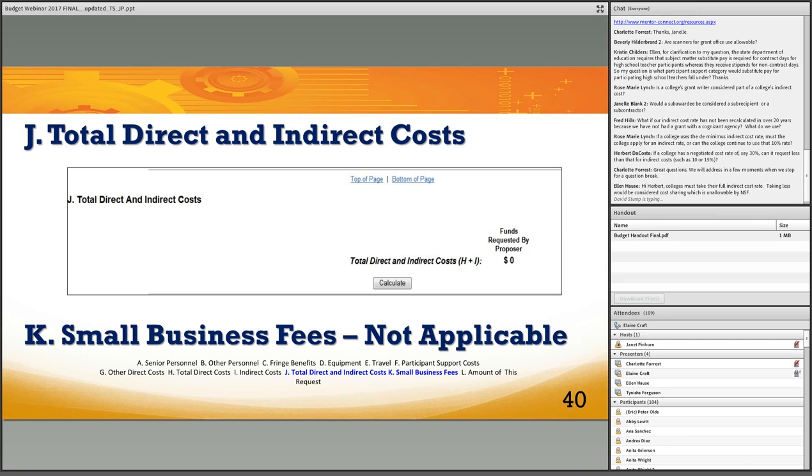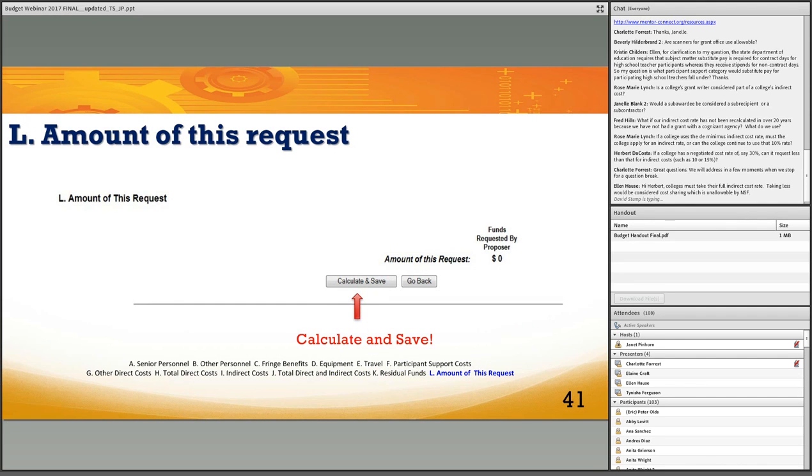Now we're getting to the bottom line. When you select the Calculate button in Section J, the system will automatically determine the total direct and indirect costs being requested. Note that Budget Category K, Small Business Fees, is not applicable to NSF ATE grants, so you get to skip that section. For NSF ATE proposal budgets, the amount in this section will match Section J. Your request will be the same as the sum of your direct and indirect costs. And once again, notice the calculate and save, very important.